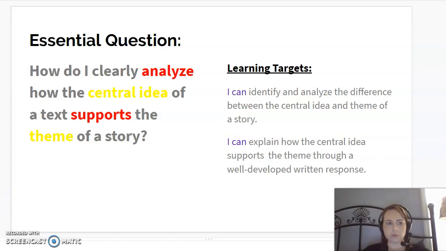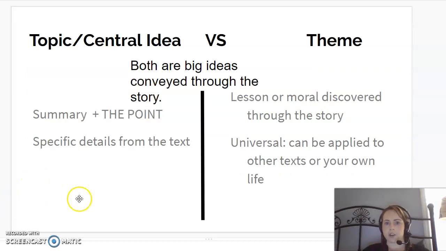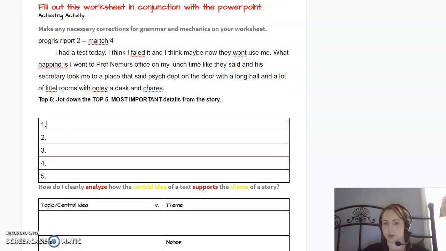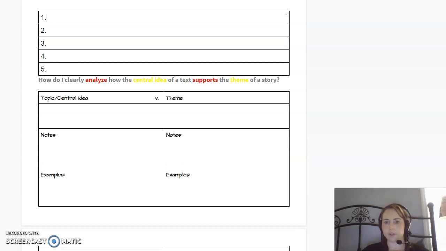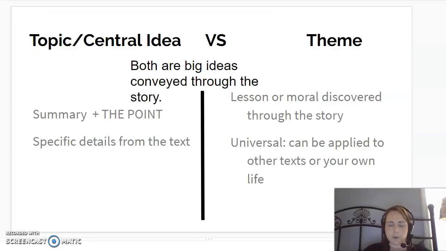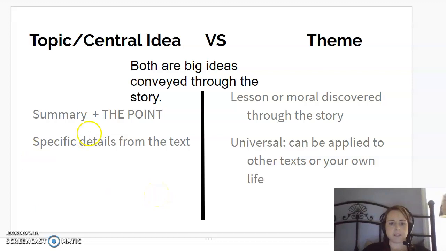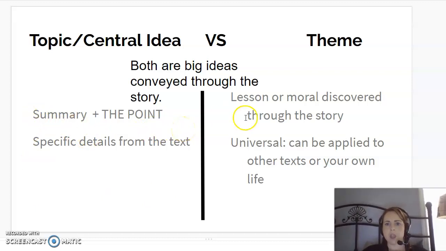So the next thing, and you're going to fill this in your notes if you go back to your worksheet, the chart down here is for you to fill in your notes. So you have that same essential question there. In the PowerPoint, I want you to write these things down. So a central idea is a summary of the story plus the point. Okay, so we've got big ideas, an essential idea, and a theme, but they are slightly different.